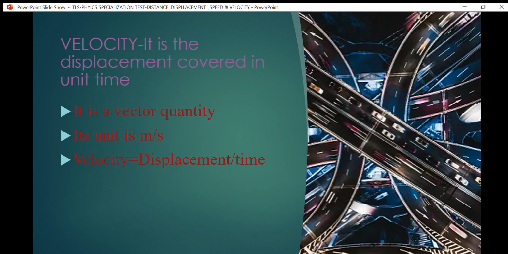Next one is velocity. Velocity is nothing but the displacement covered in unit time, or you can say velocity is displacement by time. It's a vector quantity. Of course, displacement is a vector quantity. It has direction along with the magnitude. So we are considering velocity as a vector quantity. Its unit is meter per second. Velocity and speed have the same unit, and the velocity formula is displacement by time. So anytime you can calculate velocity by knowing the displacement. So velocity is nothing but speed in a particular direction, that we will call velocity.